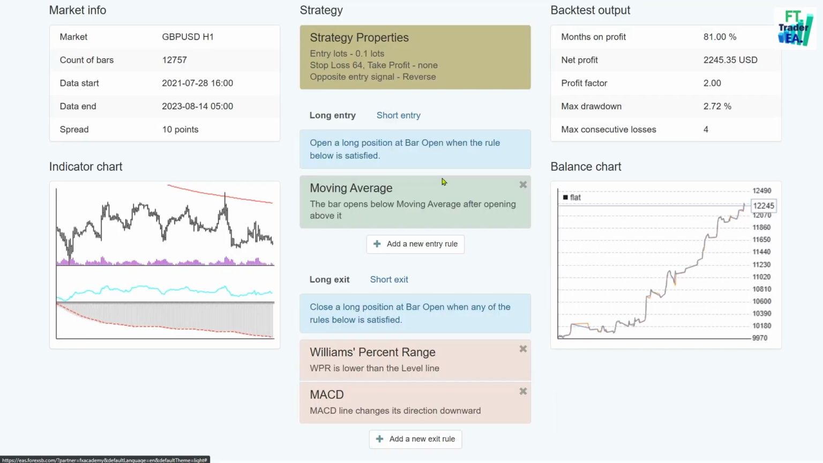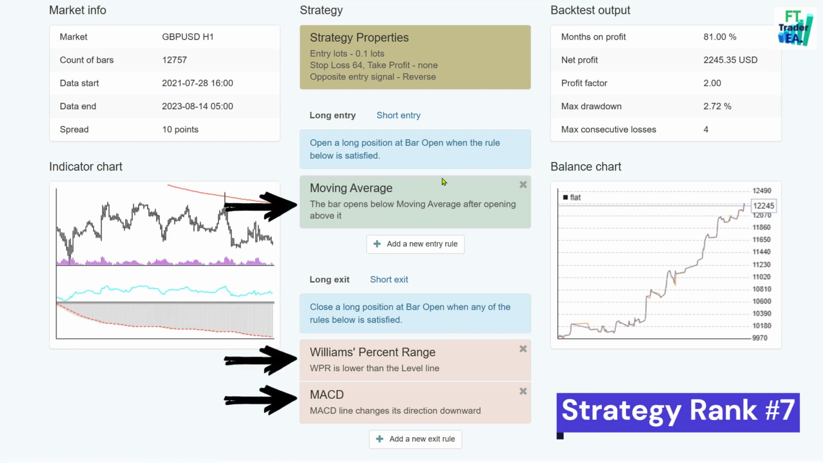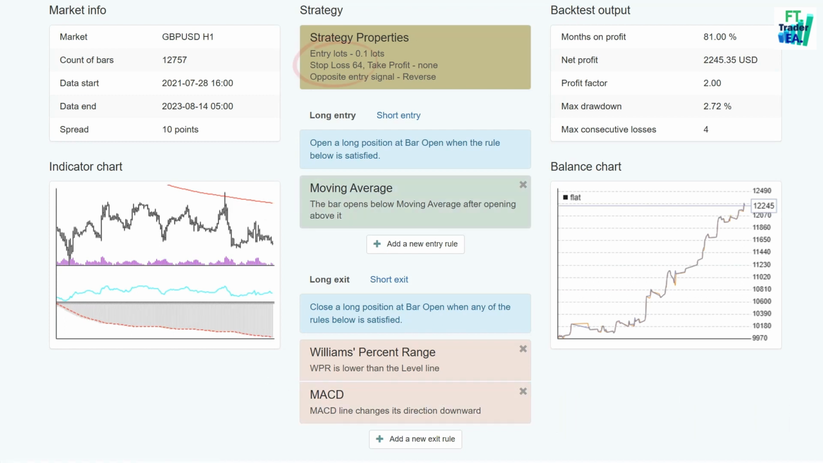Strategy ranked 7th. The 7th strategy in our lineup also incorporates 3 indicators. Here, the stop loss is firmly established at 64 pips without the application of a trailing stop, while a specific take profit level is not defined. Similar to previous strategies, the position is closed upon encountering an opposing entry signal.